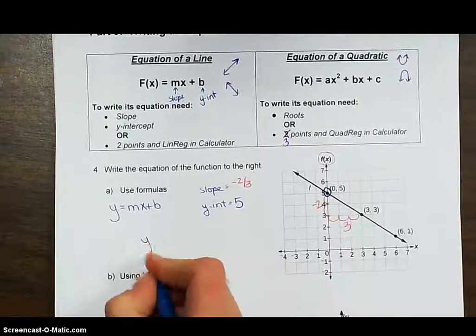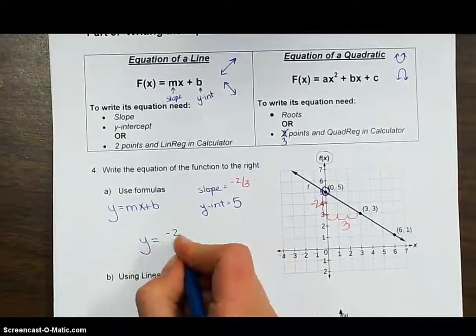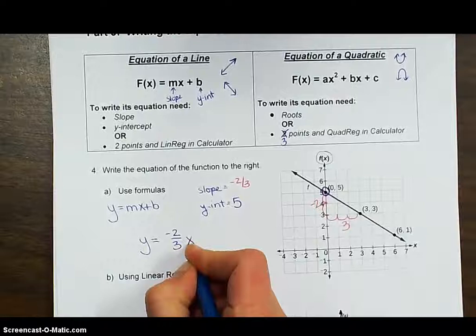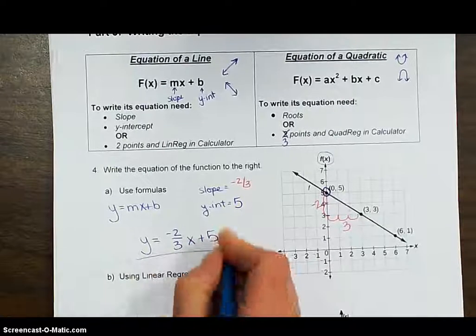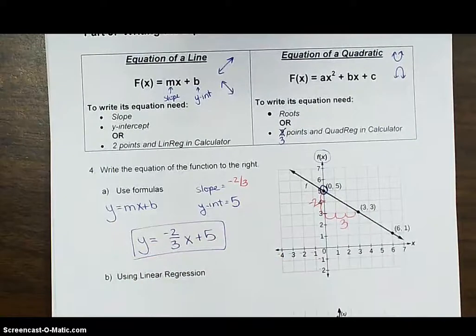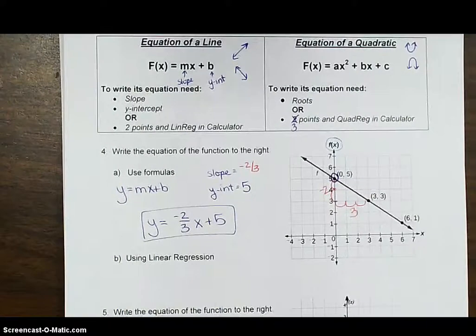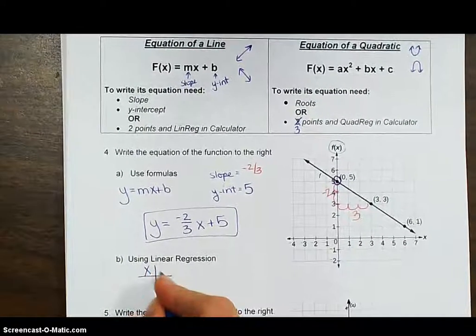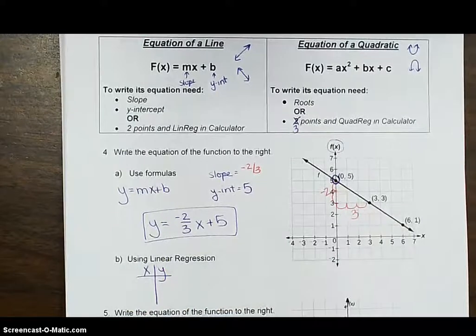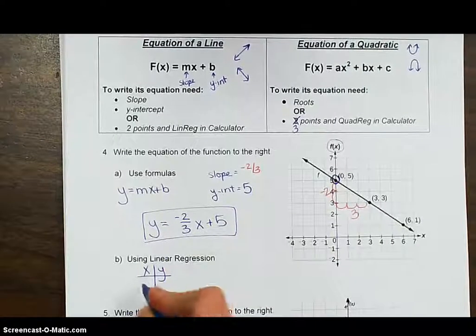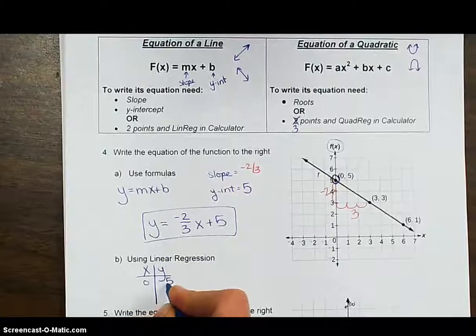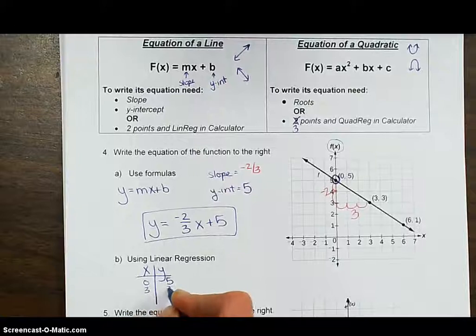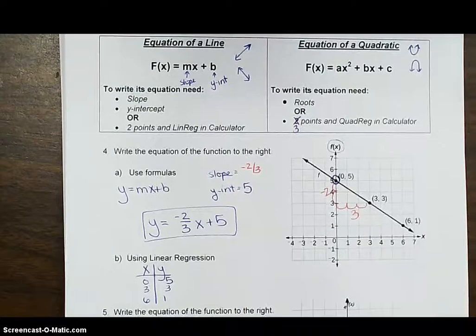So now I can write that out in my equation. Y equals -2/3 x plus 5. Okay, so that's how we can write it using the graph. Let's remind ourselves how to do it using linear regression. So for linear regression, you need to have at least 2 points. I'm going to go ahead and use all 3. So we're going to write them in a table of values. So 0, 5, 3, 3, and 6, 1.